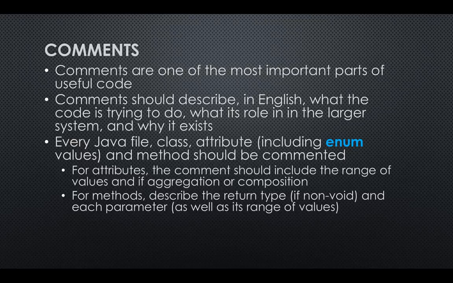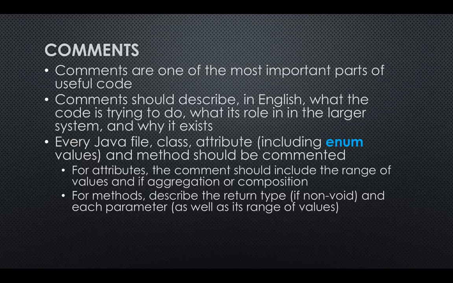Every Java file has a class, because in Java everything is a class. So every class should start with a comment, and every attribute within the class should start with a comment, and every method within a class should include a comment. And that includes enum values within an enum class. Those are attributes, and those should be commented. For attributes, the comment should include the range of values. It's pretty simple to say, declare an attribute double setPoint, and you'd read that as setPoint is a double. That's fine, but what does that mean?